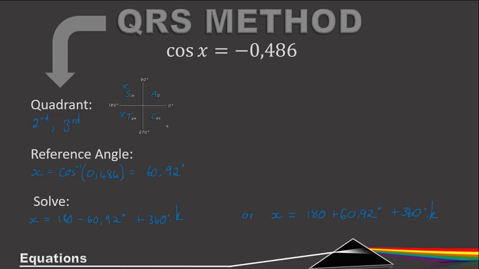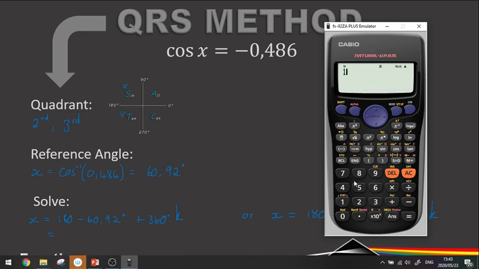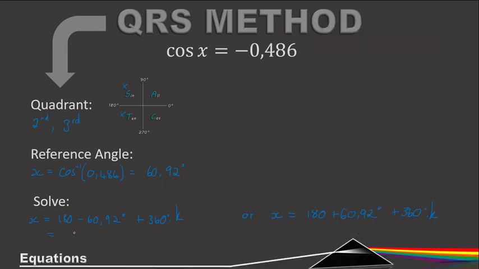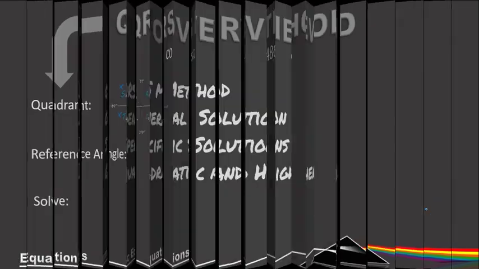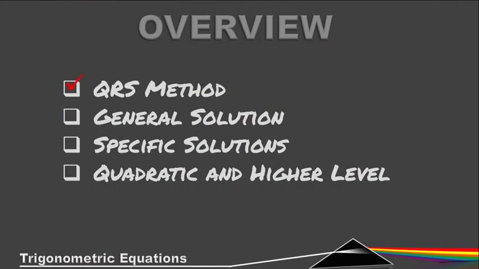So just to simplify that, 180 minus 60.92 is equal to 119,08, so x is equal to 119,08 plus 360k. And here x is equal to 180 plus 60,92, which gives us 240,92 plus 360k. Alright, that was the QRS method.